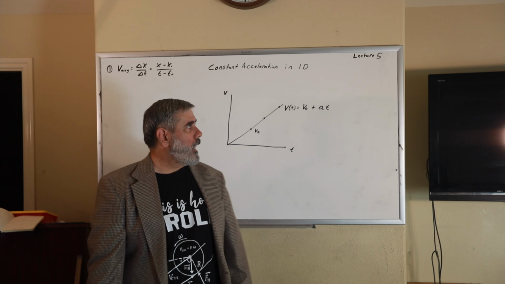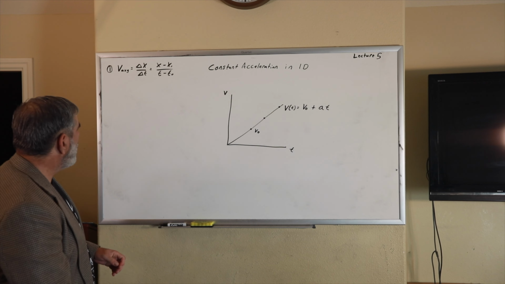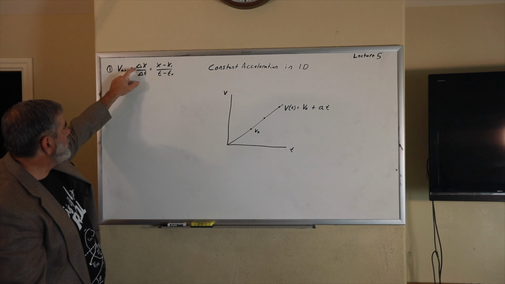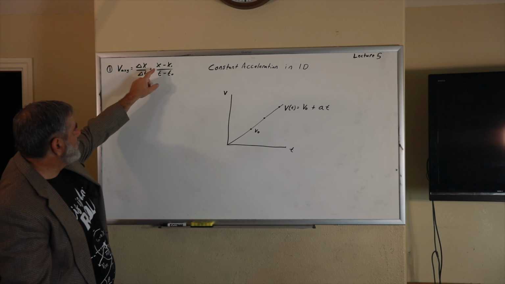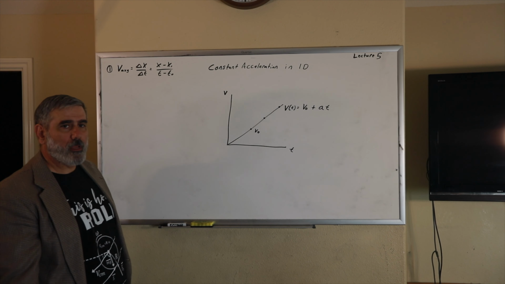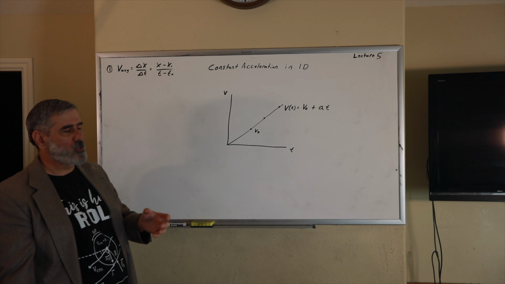All right, welcome back to lecture 5, titled Constant Acceleration in One Dimension. So you'll recall that the definition that we had for the average velocity was just the displacement divided by the time interval, or delta x over delta t, where delta x means x minus some initial x value. Now, some people will write x sub f minus x sub i for final position minus initial position.